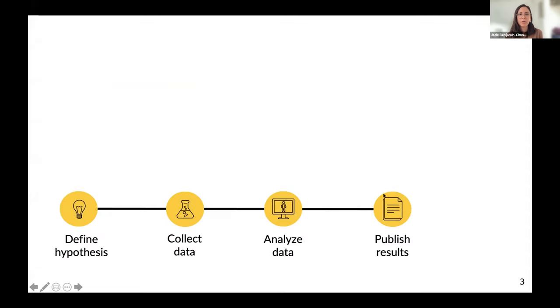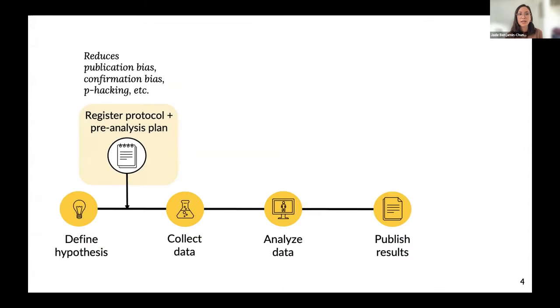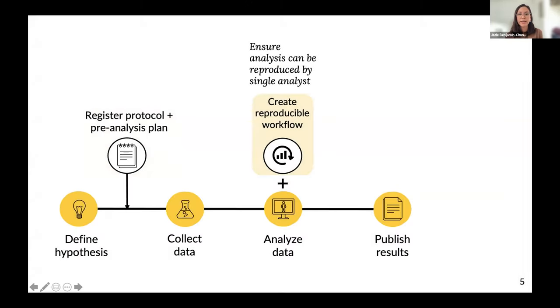Here's a schematic of how we typically do things in science. We define our hypothesis, collect some data, analyze it, and then we publish our results. And much of what this conference has been focused on is additional tools to help improve the reproducibility of the published evidence-based literature. So we can register protocols and pre-analysis plans to reduce publication bias and confirmation bias. We can create a reproducible workflow such that a single analyst can rerun the code and get the exact same answer every time.